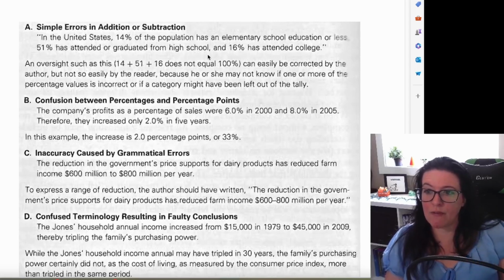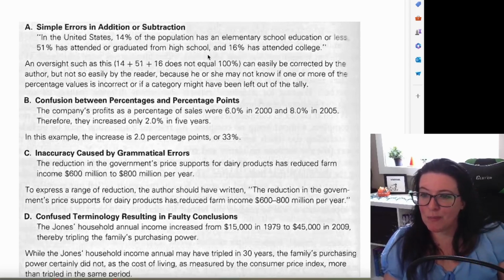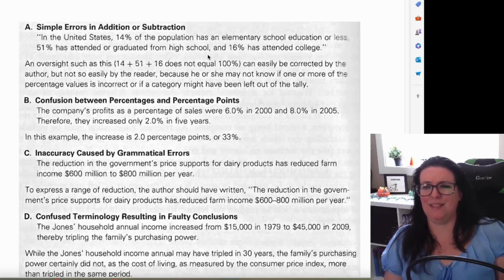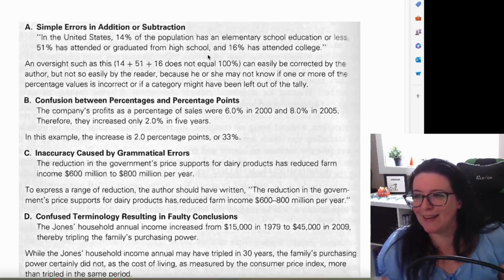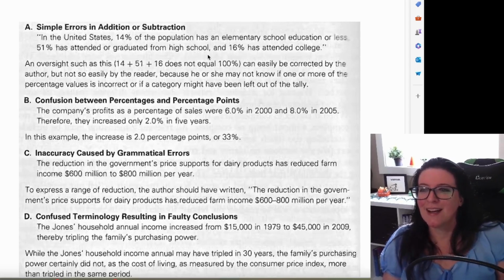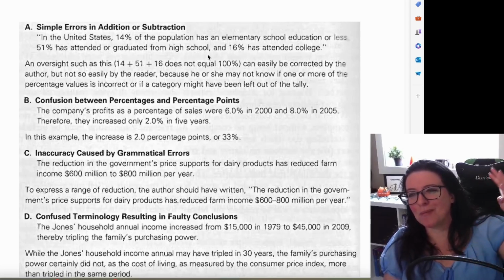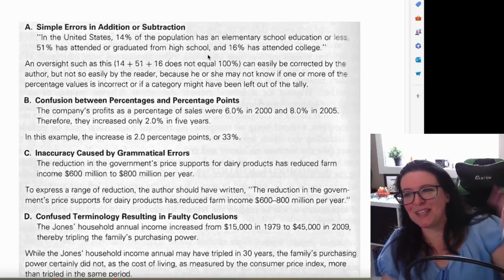So, reduction in the government's price supports for dairy has reduced farm income 600 million to 800 million per year. Well, 600 million to 800 million, it doesn't seem like a reduction, right? That went up $200 million. But it's the reduction that got bigger, right? They went from reducing it by 600 to reducing it by 800.